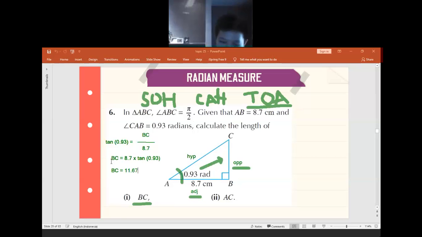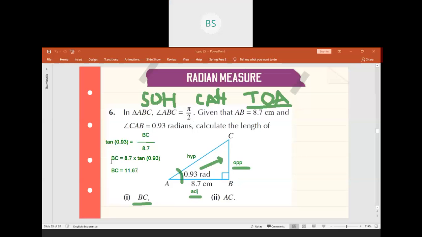Teacher, I'm still confused about SOHCAHTOA, the two letters behind that one, right? SOHCAHTOA means sine is opposite over hypotenuse. And then cos is adjacent over hypotenuse. And then the TOA, it will be tan is opposite over adjacent. That's it. Is there anyone who got a different answer or is confused?